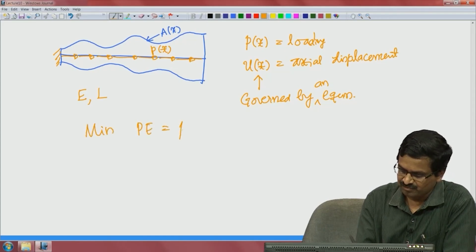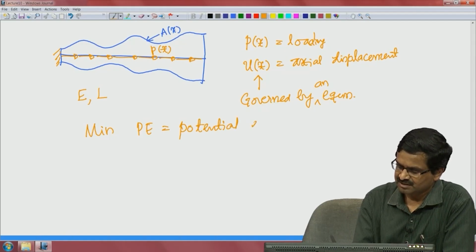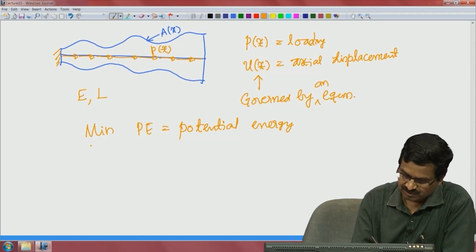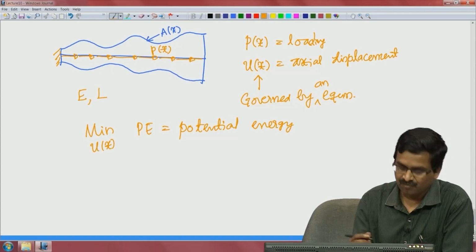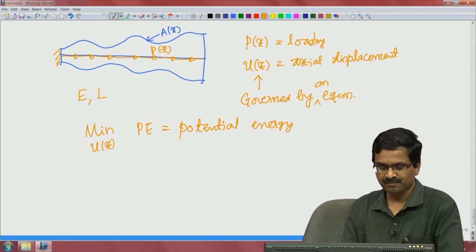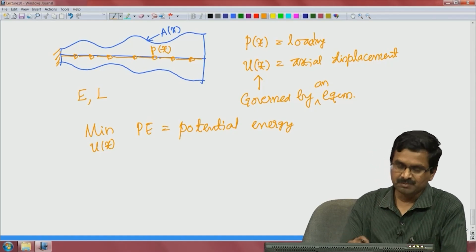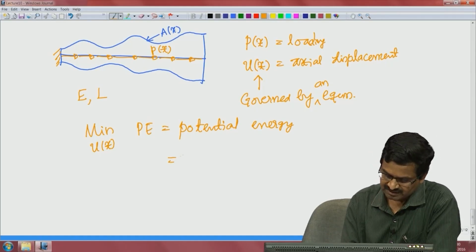Let us define what it is now. We have to minimize this potential energy with respect to that u of x. Of all possible u of x, it is going to take a particular u of x, which will minimize potential energy, that is strain energy plus work potential.